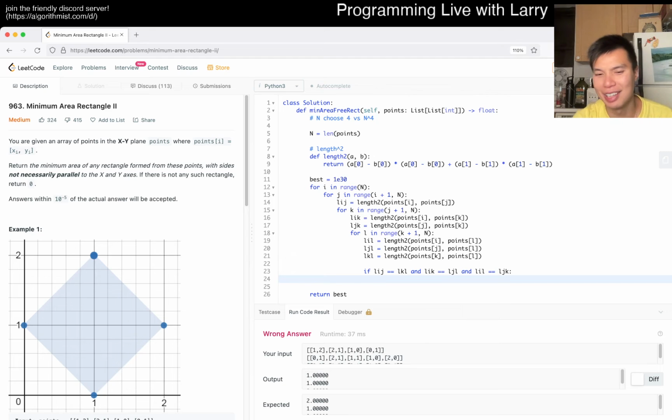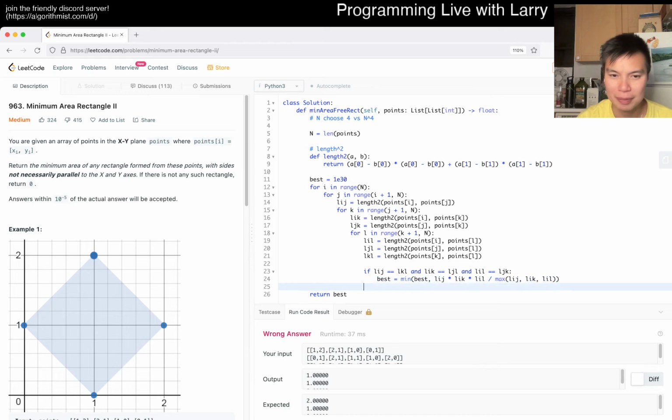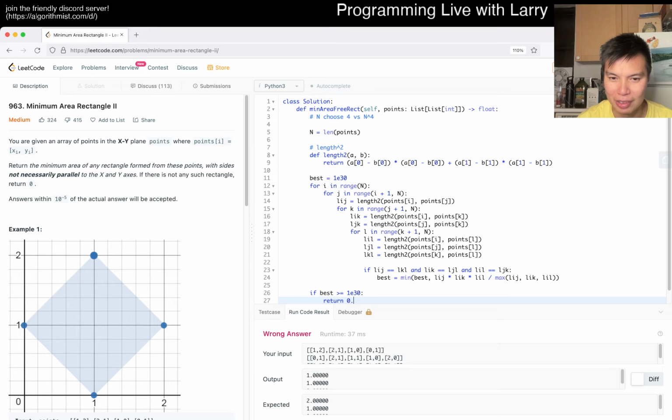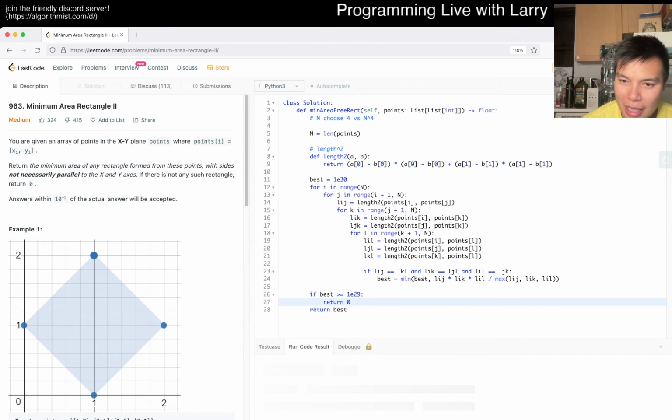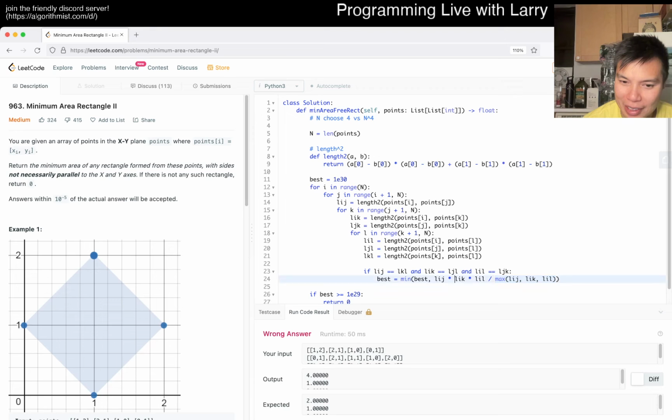we can do something like, maybe this is too awkward, Lk times Lk times Lil over the max of Lij, Lik, Lil, right? So best is equal to min of best and this. If best is greater than 1e30, then we return 0, maybe 1e29 just for a rounding error. Yeah, and this is because we want to get rid of the max because it's the other 2, right?